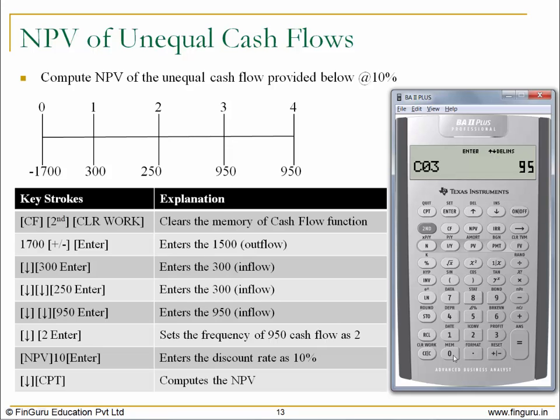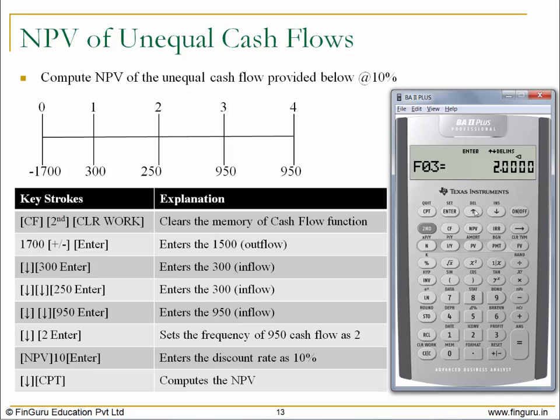So 950 and enter. Now this 950 is happening consecutively twice. So we can enter the frequency of this cash flow as 2. We'll just change the frequency to 2 instead of entering another cash flow of 950. My calculator will assume the next cash flow to be 950 automatically. Now I press enter and have got the frequency of the cash flow in place.